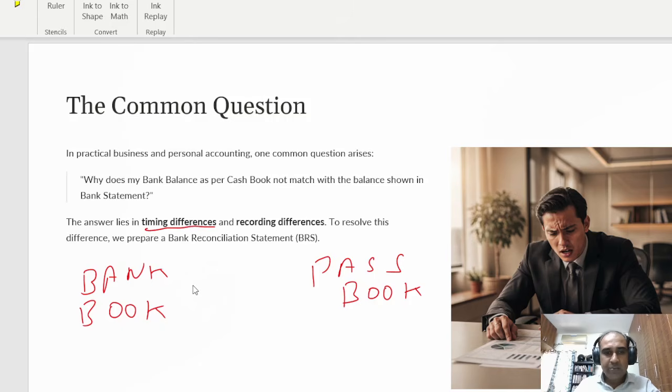And when there is a timing difference between the two, there is a possibility that the balance as per bank book will not match with the balance as per passbook. For example, if the bank book shows a 100 rupees balance, the passbook can show a 90 rupees balance, or it can also show a 110 rupees balance. So the bank book and passbook balances may not always match. The reasons for such differences are mainly timing differences, and it can be a recording difference also, some mistakes which can happen in the bank book or in the passbook.